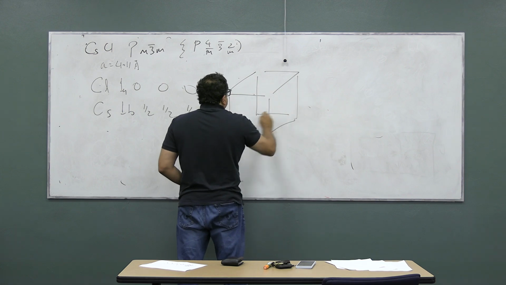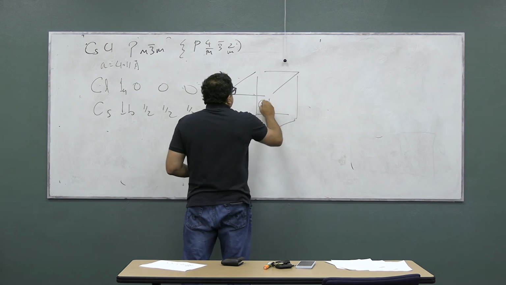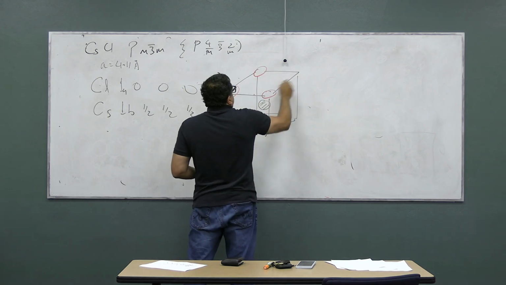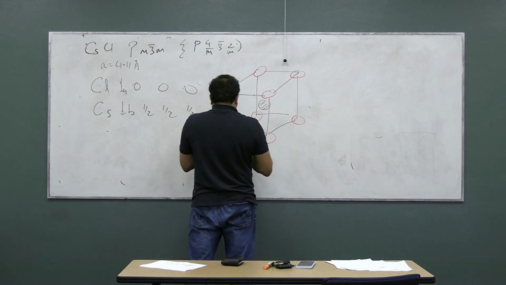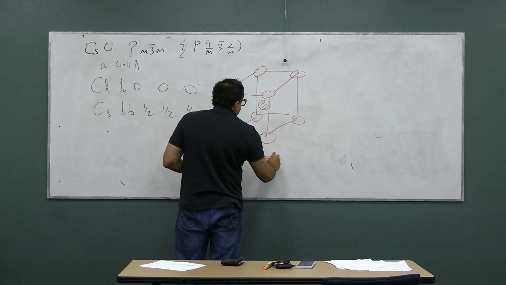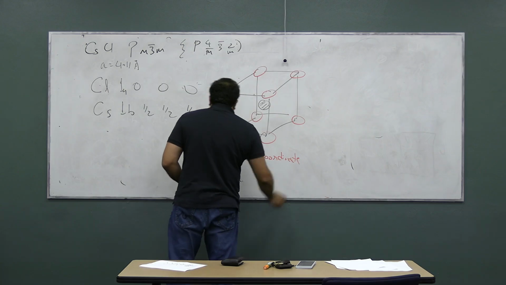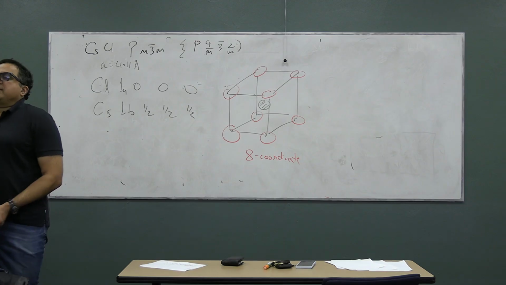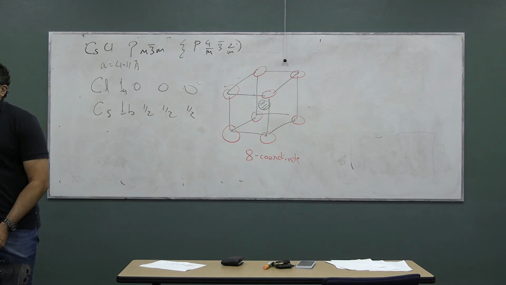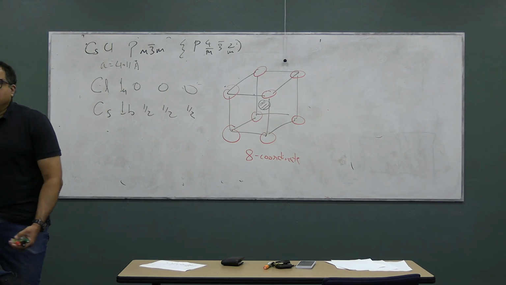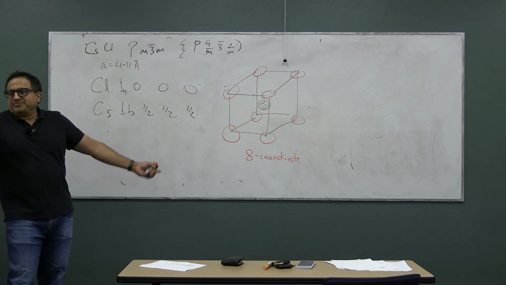So I'm not even going to bother to draw it in sections because I can draw the structure with cesium there in the middle. So again, this is 8 coordinate. And going from sodium chloride to cesium chloride, this is a beautiful illustration of the radius ratio rule. Cesium is too small to sit in 6 coordination. So it says, I need more neighbors. So it prefers to have 8 coordination.